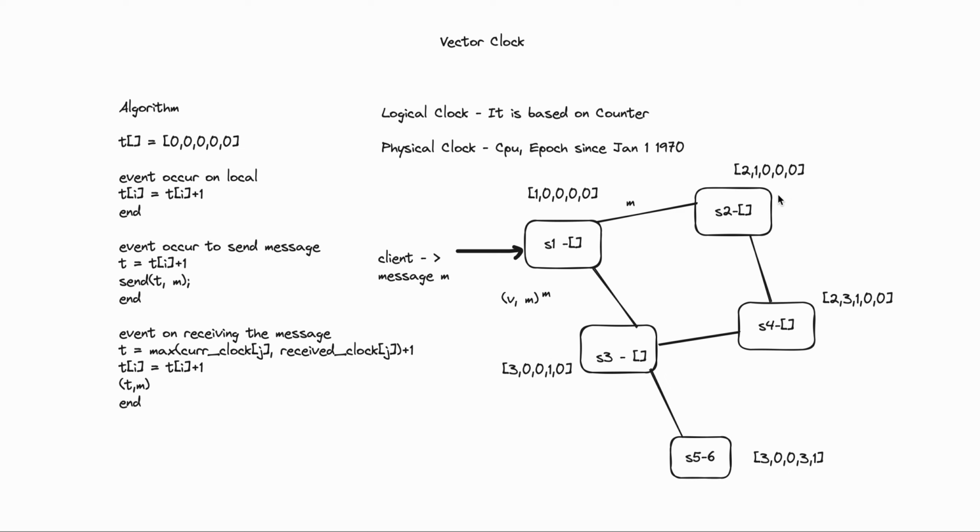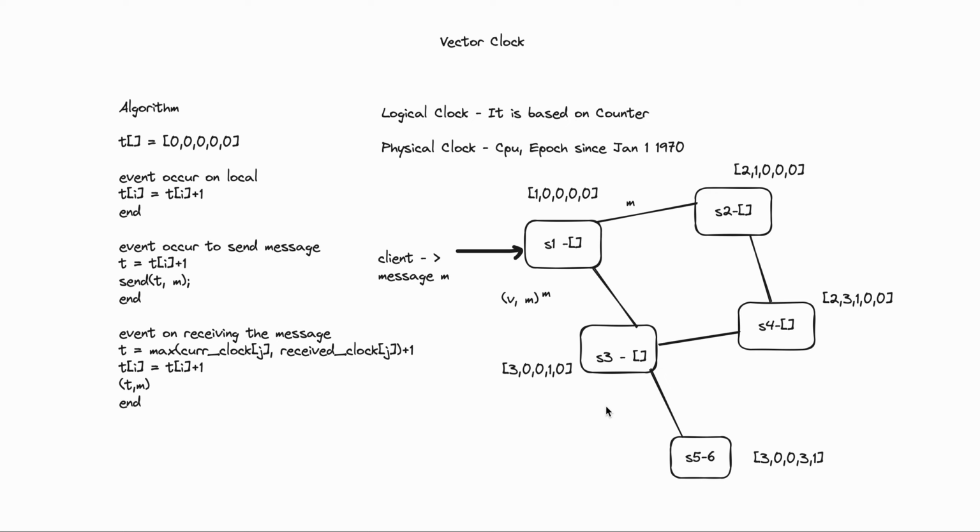The ordering is not comparable, so we can say these are concurrent. But here we can say this one is caused by this one, because this one is lesser than this one. We can say this is causal: 3, 0, 0 and 3, 1, 0, 0.